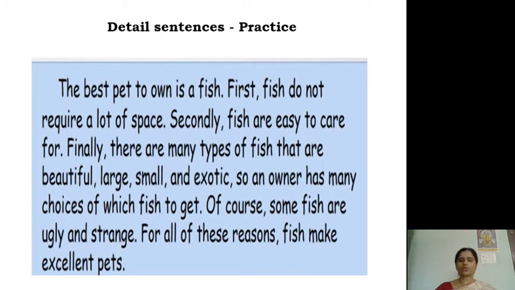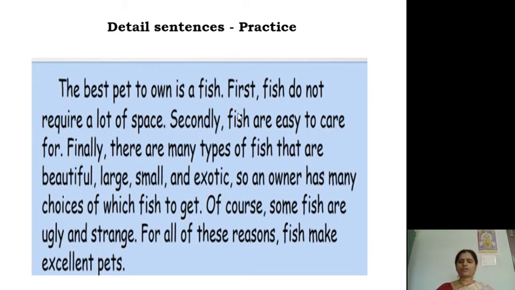The best pet to own is a fish. This is the topic sentence. Why have we given this statement, and how can we support it? By providing some detailed sentences. Let us see the detailed sentences they have provided. First, fish do not require a lot of space. This sentence supports the main idea.